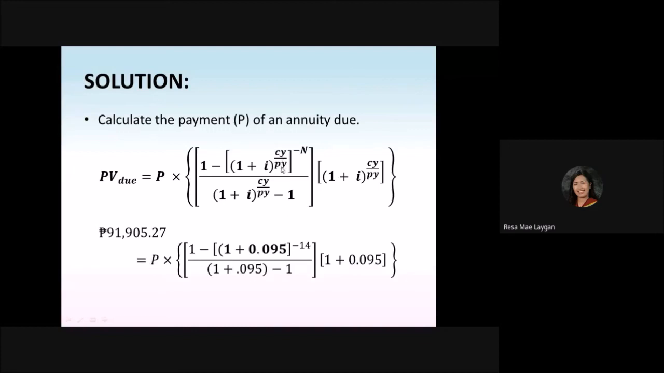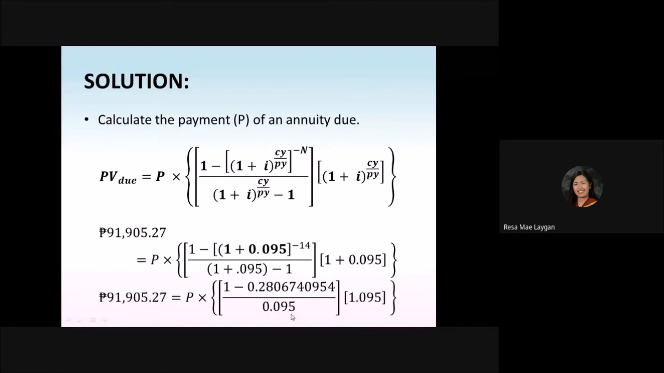Then the CY here and the PY here are given, which is 1. So when we divide 1, which is CY, by PY, which is 1, it is equivalent to 1. And you can put here an imaginary 1. Same here and also here. So it remains as is. Then you first have to resolve for this. So 1 plus 0.095, you will obtain 1.095 to the power of negative 14. And here we have also 1 plus 0.095. So you have 1.095. So you deduct the 1 from here, you will obtain 0.095.